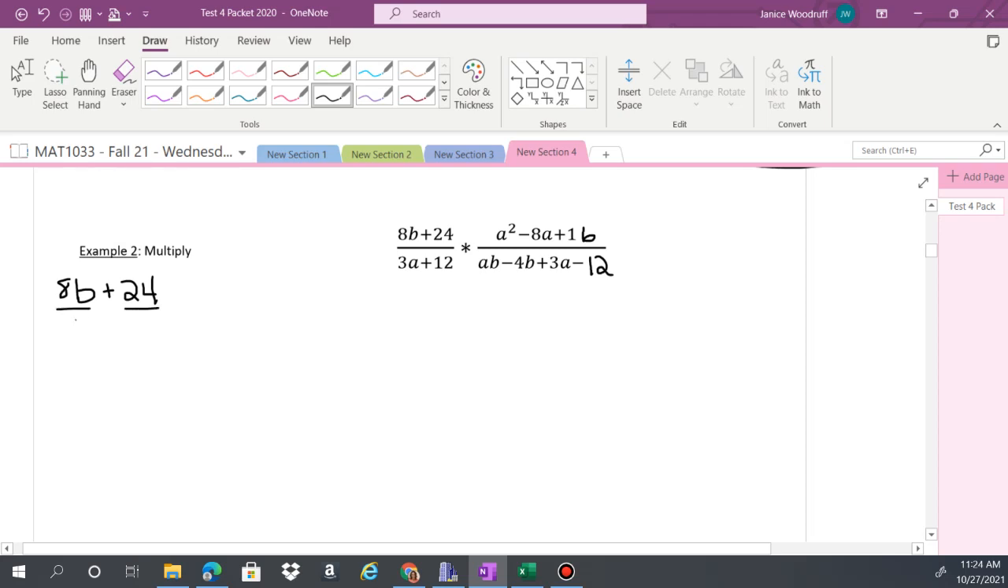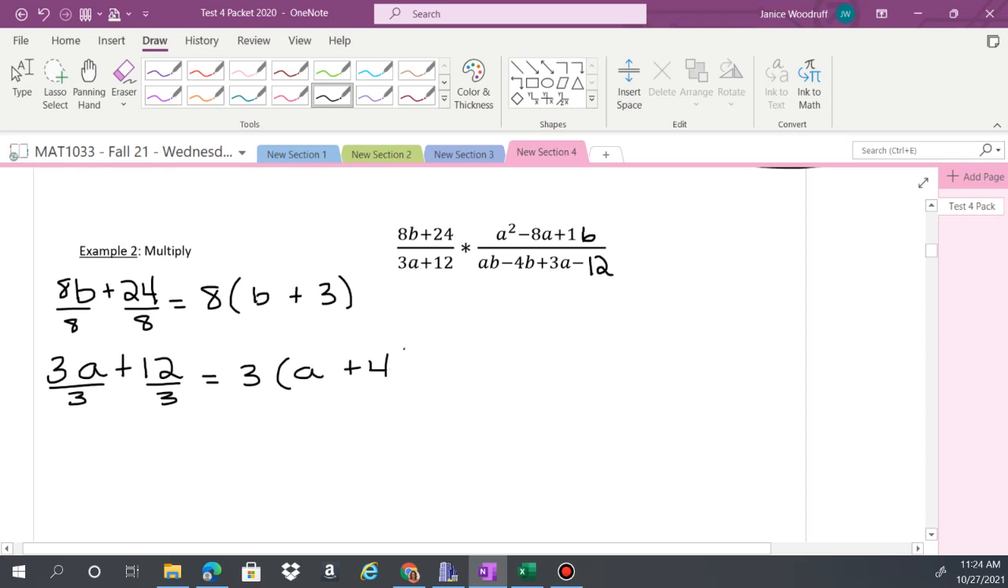Something bigger. 8, yeah. You want to get the biggest one here. So 8. So that'll give us 8. 8b divided by 8 will give us a b. 24 divided by 8 will give us 3. All right, 3a plus 12. Those are both divisible by 3. Okay, so that'll give us a 3. And then a, 12 divided by 3 will give us 4. All right, so that is my first term. So I'm just going to write it down here.